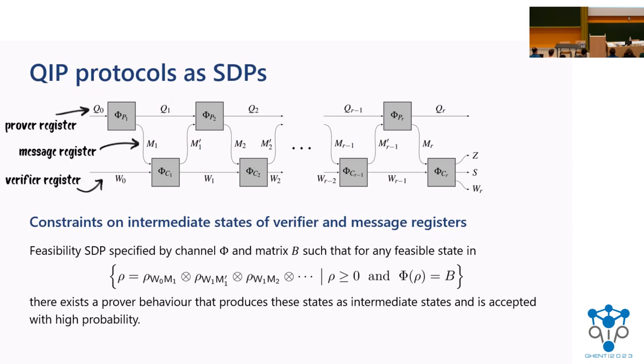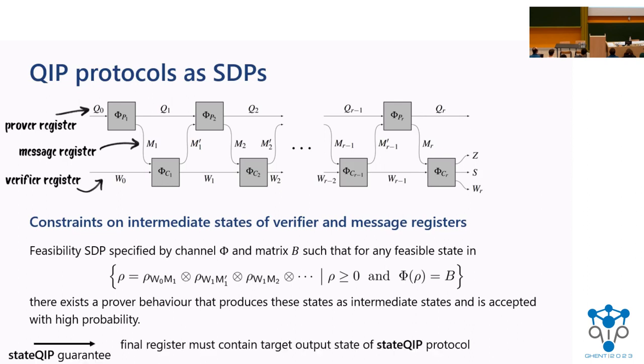And this is nice because we included as a constraint that the prover should be accepted with high probability, and we know how to deal with this, right? This is the stateQIP guarantee. So once you know that you have a prover that is accepted with high probability, you know that the target output state is in this final register here. So really what we need is some quantum algorithm that takes such an SDP and actually physically prepares a state that is feasible.